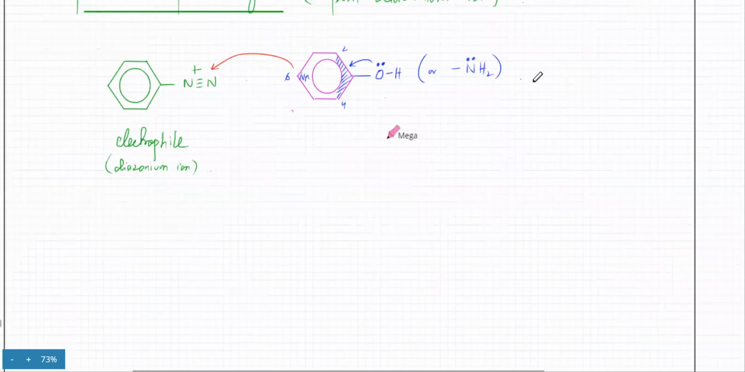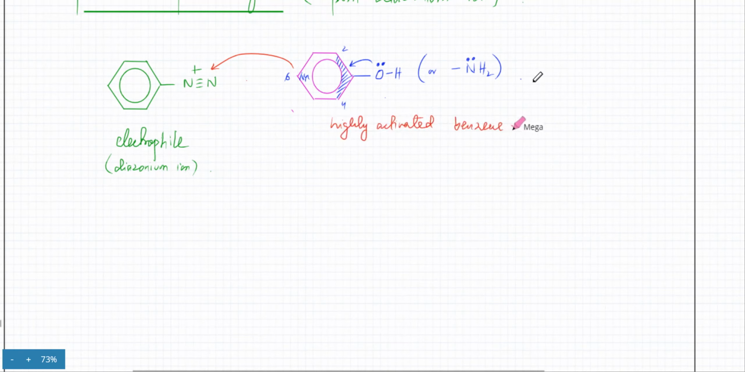So you need a highly activated benzene ring. Okay, hopefully this part is clear. Why is it activated? Because OH and NH2, I told you they were 2, 4, 6 donating groups, and they had a very large electron donating effect, which increased the electron density significantly.